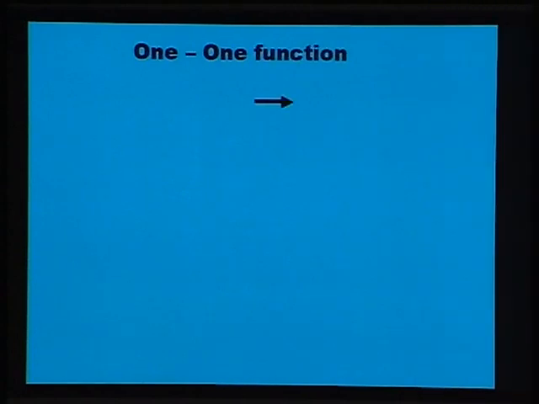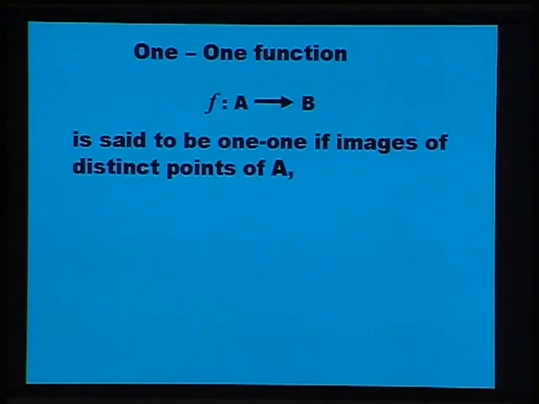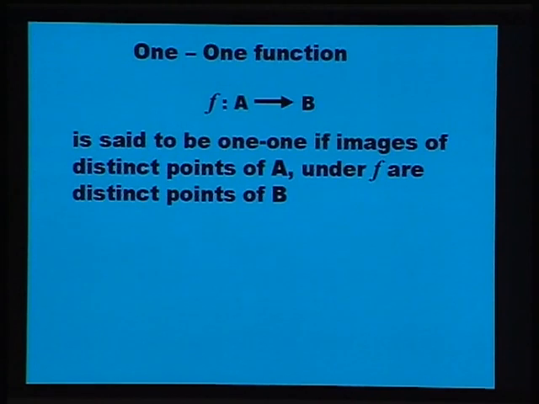There is another special type of function that we need. It is called the 1-1 or 1-to-1 function. Let's define a 1-to-1 function. A function f from set A to set B is said to be 1-to-1 if images of distinct points, that is two different points in set A, under the function f are distinct points of B. That is, no two elements of set A must have the same image in set B.